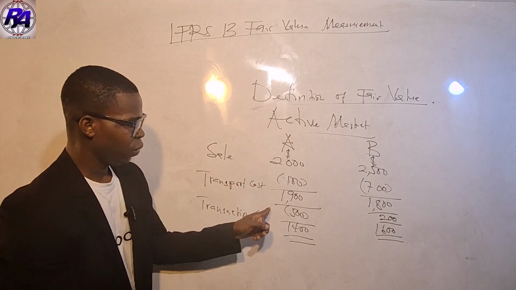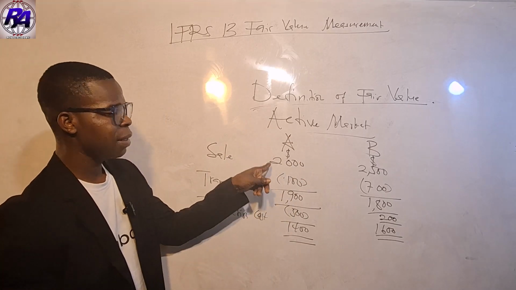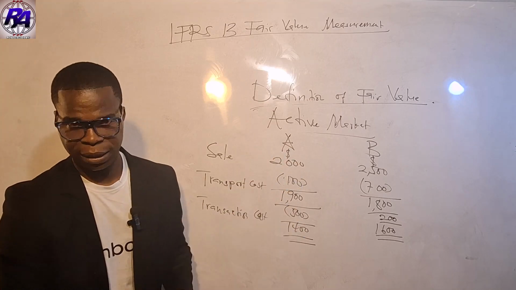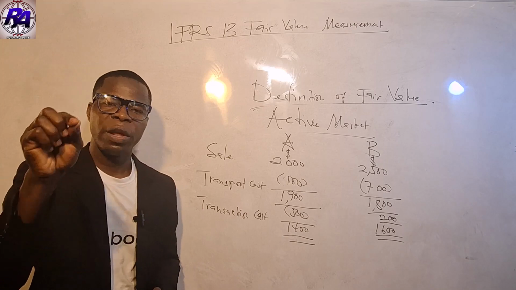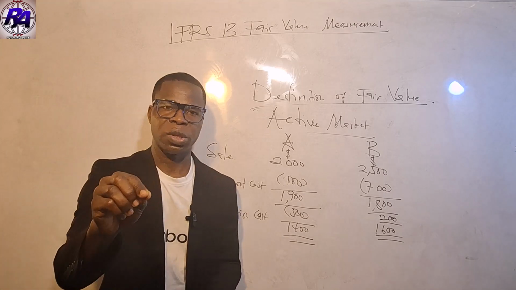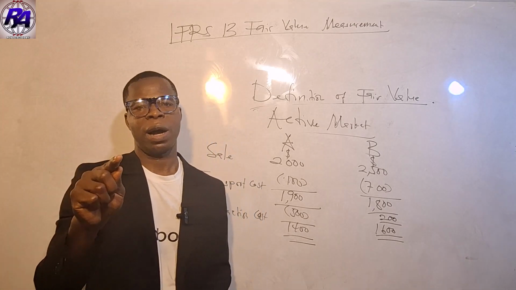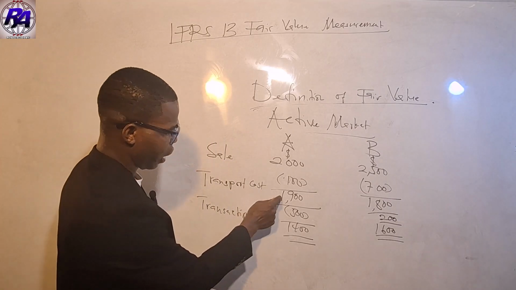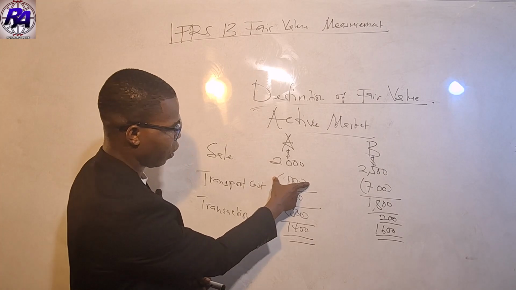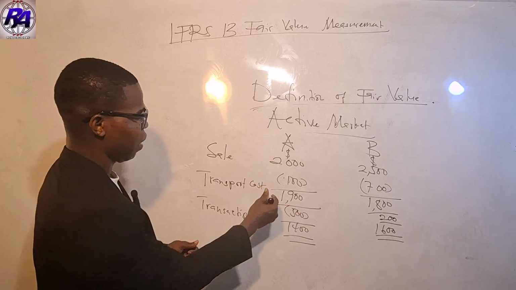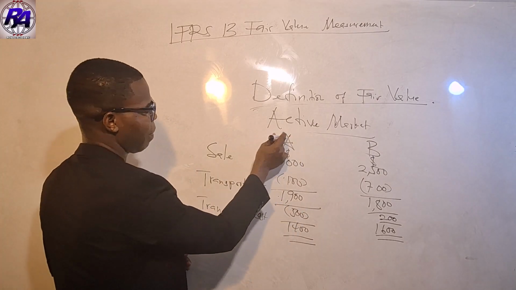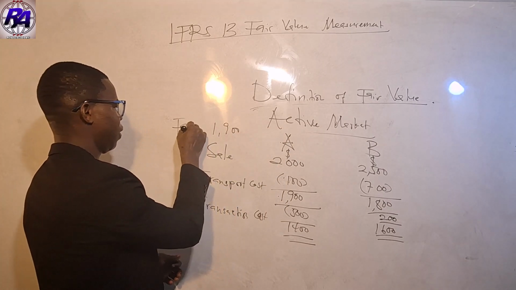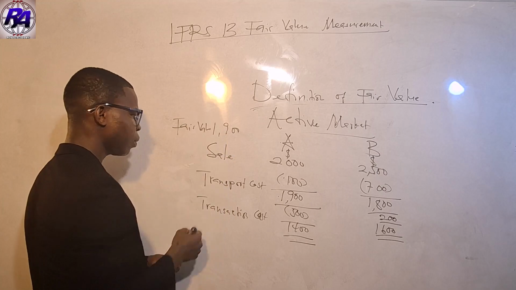Now your fair value in the principal market A is $1,900. Because we said we only take into consideration transport cost when we are determining the fair value of an asset. So here, the transport cost will be taken away, which is the 100, and then the 1,900. If the principal market is A, the 1,900 becomes the fair value of the asset.